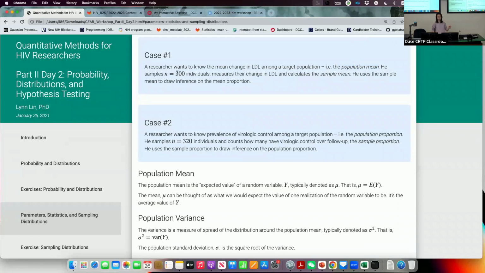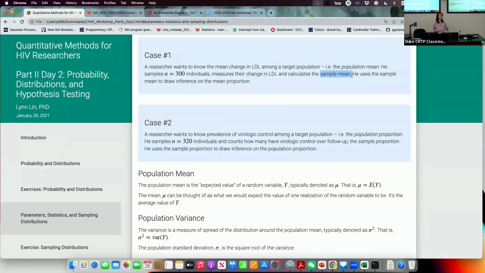We randomly sample 300 individuals from the population and calculate the mean from these 300 individuals. This is the sample statistic, which is the sample mean. How we make the connection between the sample mean and the population mean is that we do inference, we do statistics. One way is to simply use this sample mean as my estimate of my population mean. I don't know what my population mean is.